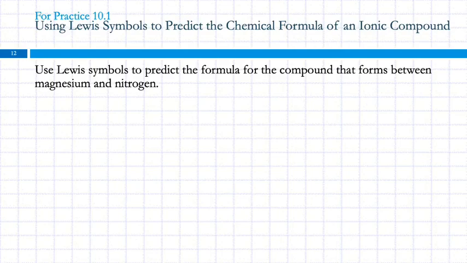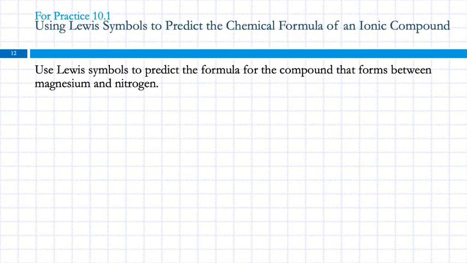Okay, so let's do this. This helps us to understand, but I won't ask you to do this on an exam because there have to be talking involved or motion or something. Use Lewis symbols to predict the formula for the compound that forms between magnesium and nitrogen. I tried something different yesterday and it didn't work out very well, so I'm going to go back to the other way. So we got magnesium and we got nitrogen.